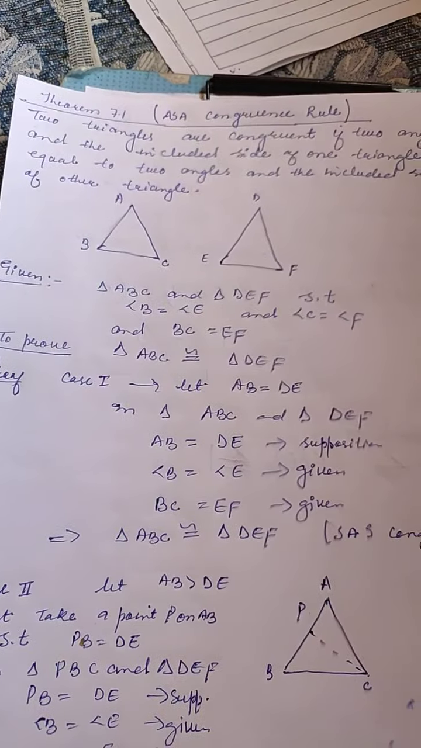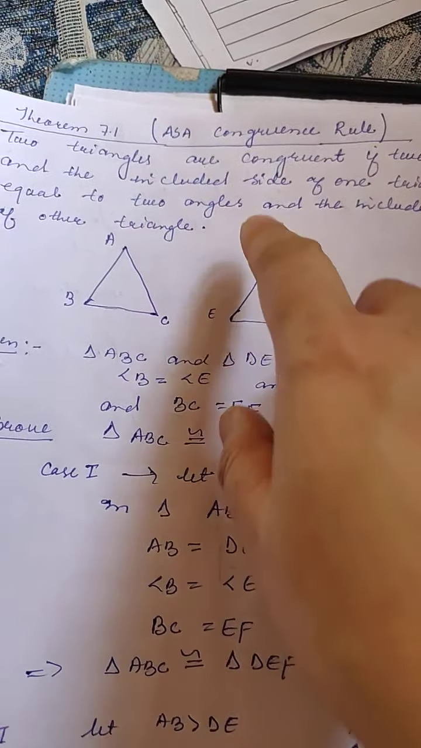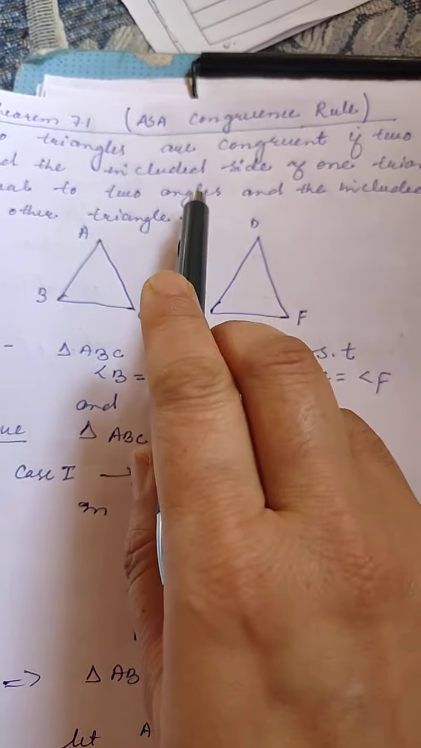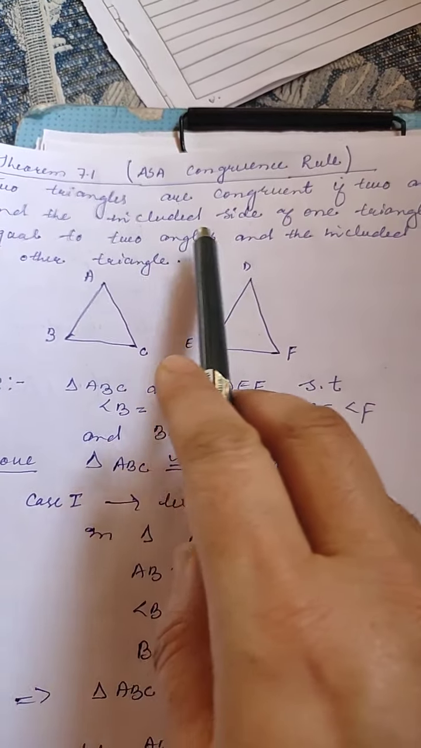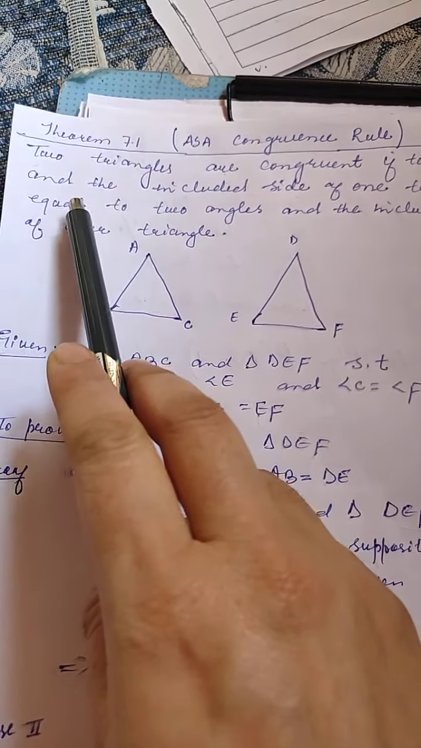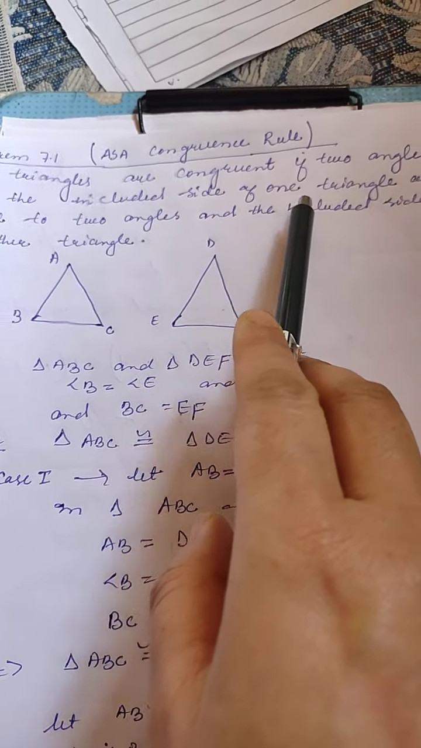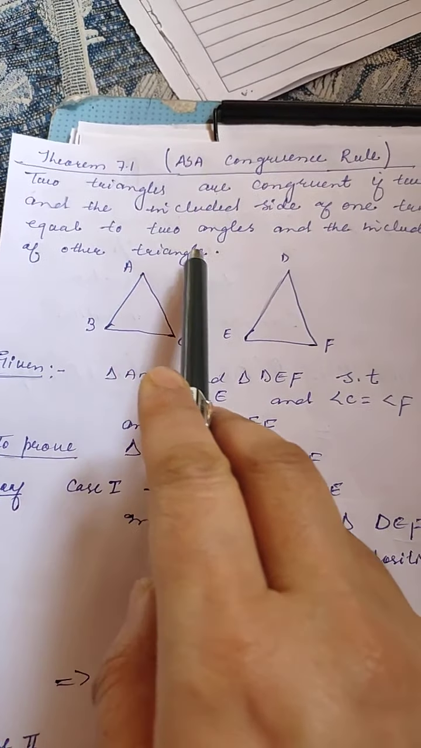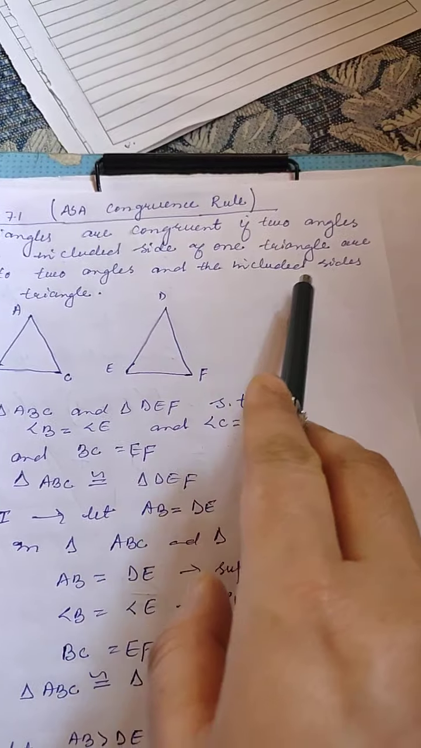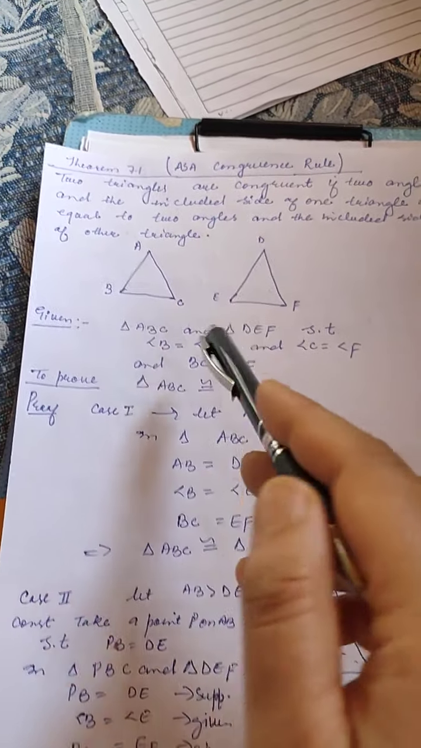First theorem of this chapter 7.1. This theorem is the angle side angle congruency rule. Two triangles are congruent if two angles and the included side of one triangle are equal to two angles and the included side of the other triangle.